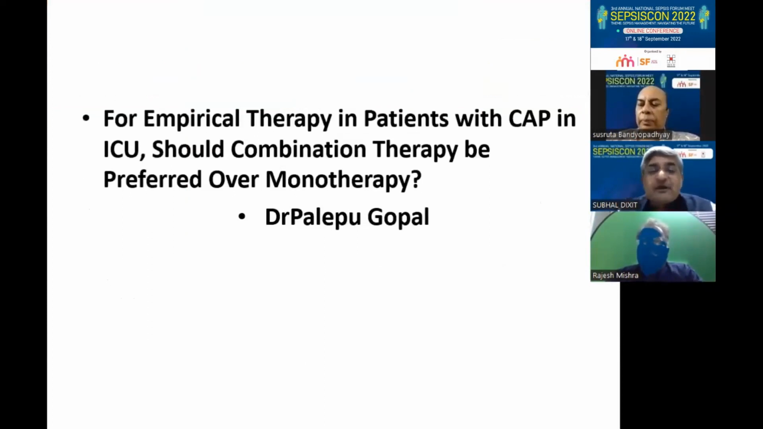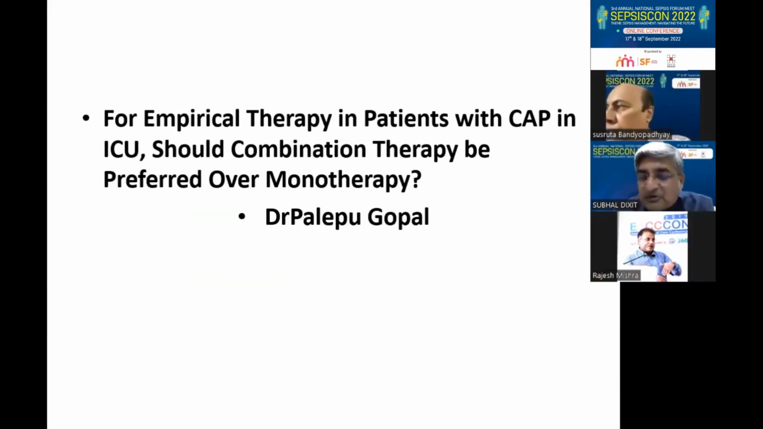So, Dr. Gopal, I would like to request you to take this question. When this patient is admitted for empirical therapy of community-acquired pneumonia, should a combination therapy be used, or would you like to give only monotherapy, considering that certain patients have been admitted to other hospitals, they are sick, they have been in shock or septic shock? What is your experience and thought process on this, whether single, dual or monotherapy?